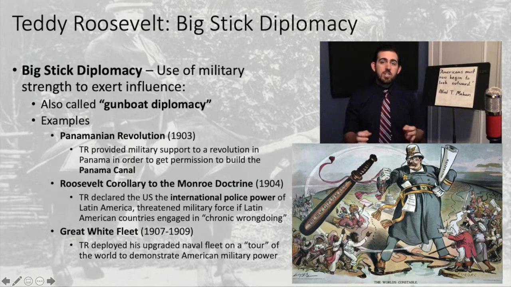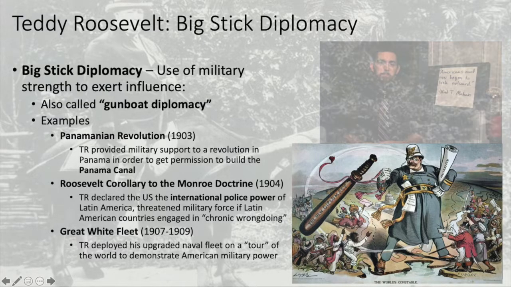The third example of TR's gunboat diplomacy involves actual gunboats. Roosevelt was a leading proponent of upgrading the U.S. Navy by outfitting them with steel battleships powered by steam. As 1910 approached, this upgrade was nearly complete. Between 1907 and 1909, Roosevelt deployed his Great White Fleet of battleships on a tour of the world. The main purpose of the tour was to demonstrate the military power of the U.S. Navy and warn any nation of the danger of opposing American objectives.